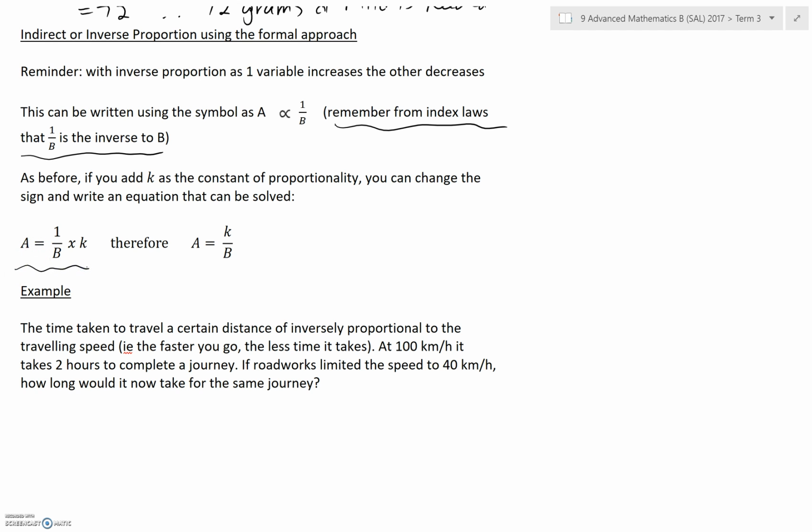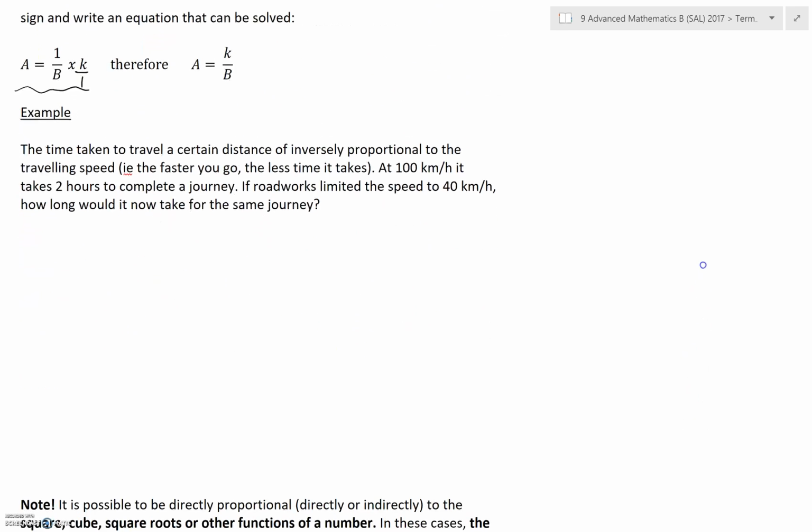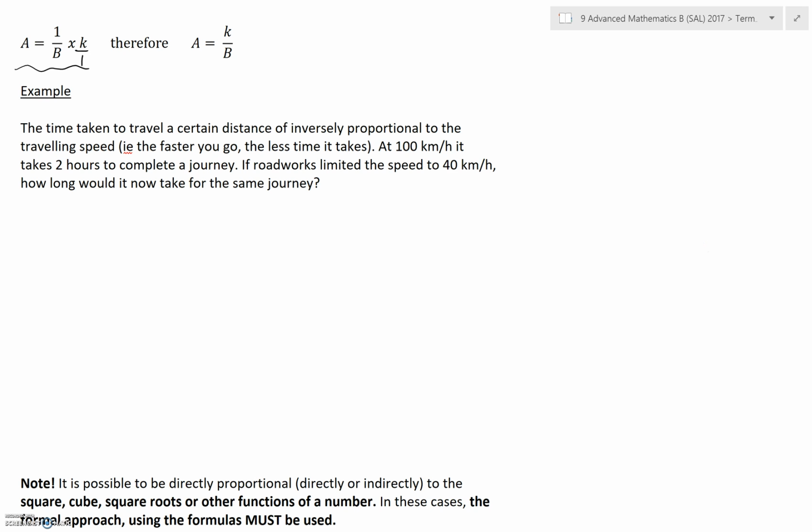And let's simplify that. So it's really K over 1. And as we know, multiply top by top, bottom by bottom. So that's going to give us A equals K over B. Any questions about that or you don't understand, please see me in class. So let's have a go using that to answer this problem.